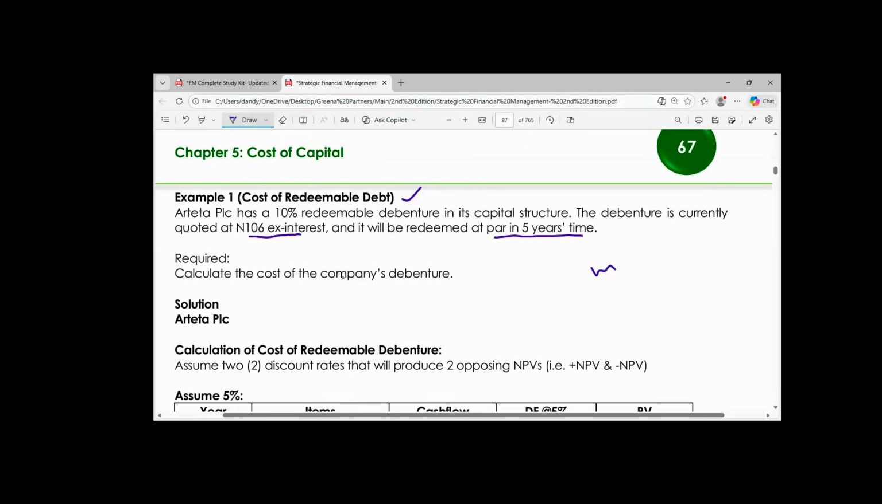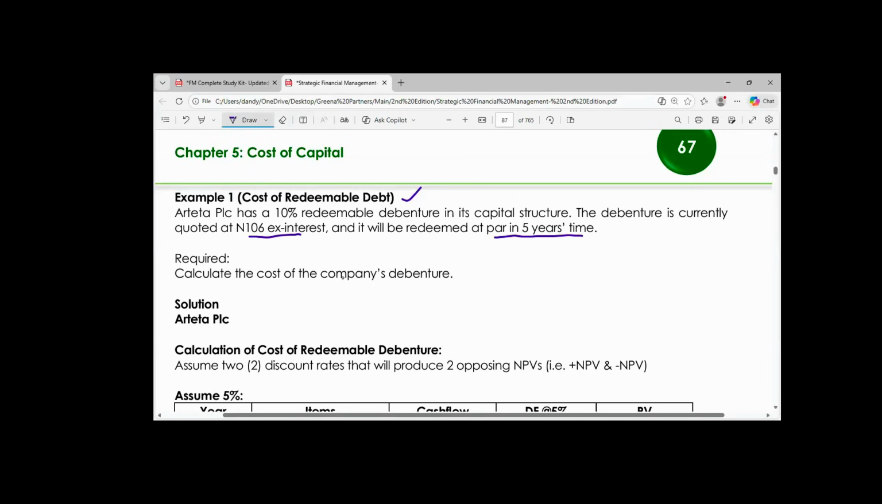Of course, this is similar to the cost of redeemable preference share. It's the same thing, except that the cash flow that you are going to use under the debt is different from the one you are going to use under preference share. That's all. It's the same thing. All right. Now, all the concept of the same concept we have on equity as well as a preference share, whereby you consider cum div, ex div.